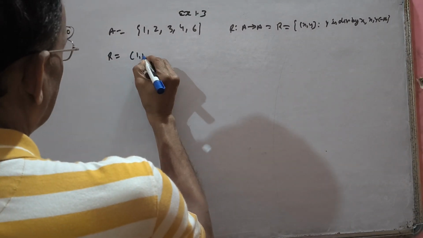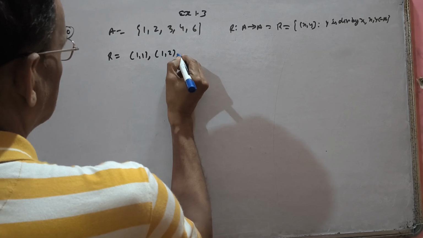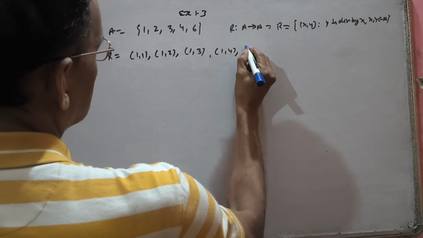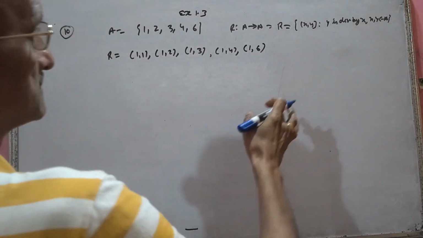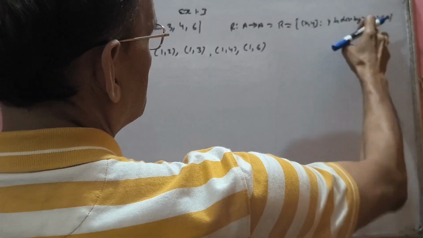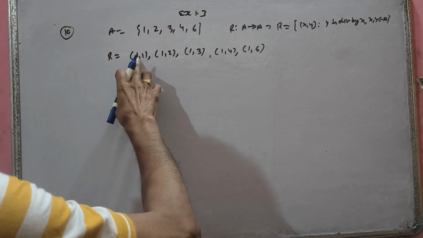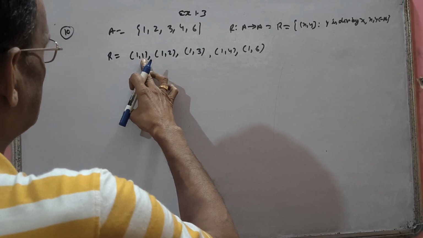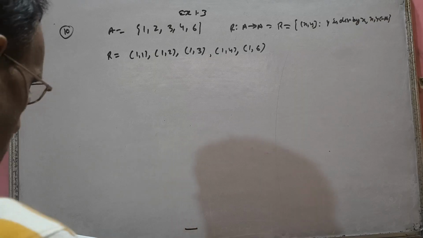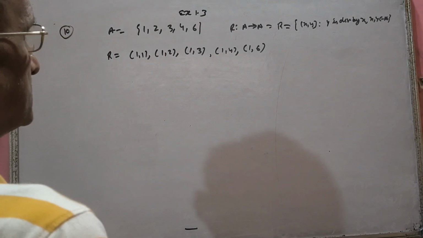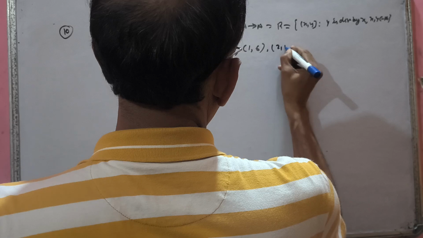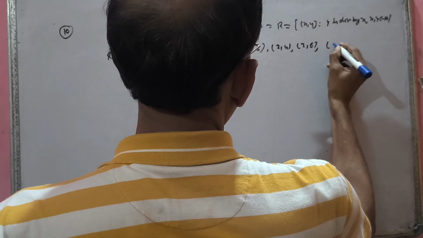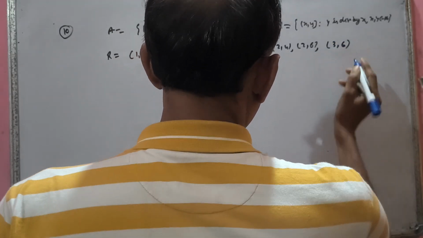So you can say 1 divides 1, 1 divides 2, 1 divides 3, 1 divides 4, 1 divides 6. X divides y or y divided by x is the same thing. The first component of the ordered pair should divide the second component. Our second component should be divisible by the first component. Okay. Then 2, 4, 2, 6. Then 3, 6. Anything more you will get?